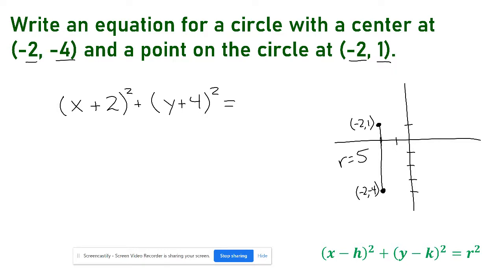I square that. 5 squared is 25. Another way you can think of that is you can just subtract your y values. You can take 1 minus -4, and that's going to be 5. And so 5 would be your radius for this circle.